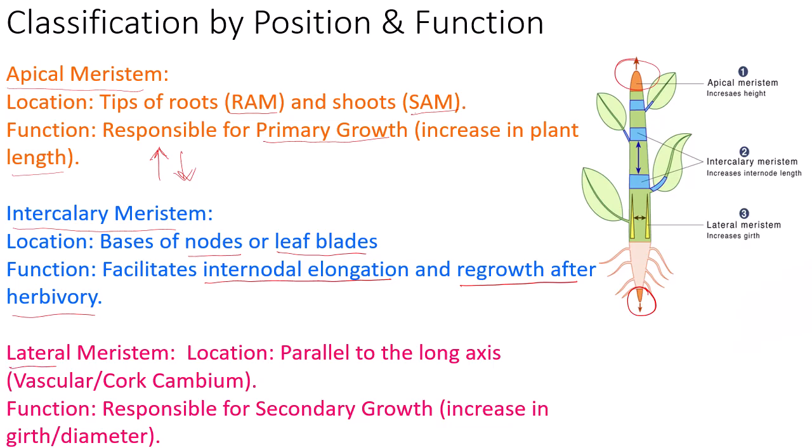And the last type is lateral meristem. Its location is parallel to the long axis. Here you can see this is the location, and its function is responsibility for secondary growth, that is increase in girth or diameter. So when a plant is small, it grows big as it increases its age. This increase in girth or thickness is called secondary growth, which is being done by the activity of lateral meristem.